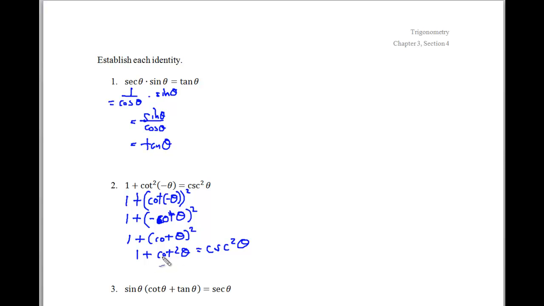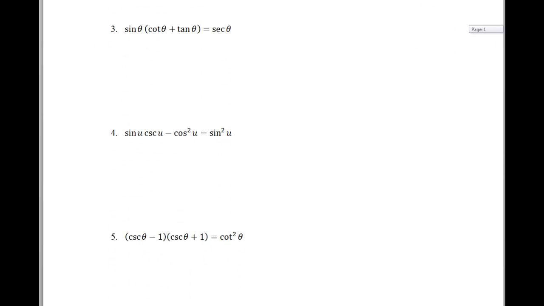You could take your cotangent squared theta and rewrite that as cosecant squared theta minus 1, because that's an equivalent expression of cotangent squared theta. So now I've got 1 plus cosecant squared theta minus 1. The 1's simplify to 0, so now I have cosecant squared theta is equal to cosecant squared theta. I have established the identity. What's kind of neat about this is you're just using the properties of these trigonometric identities to figure out how to get the statement on the left to equal the statement on the right.